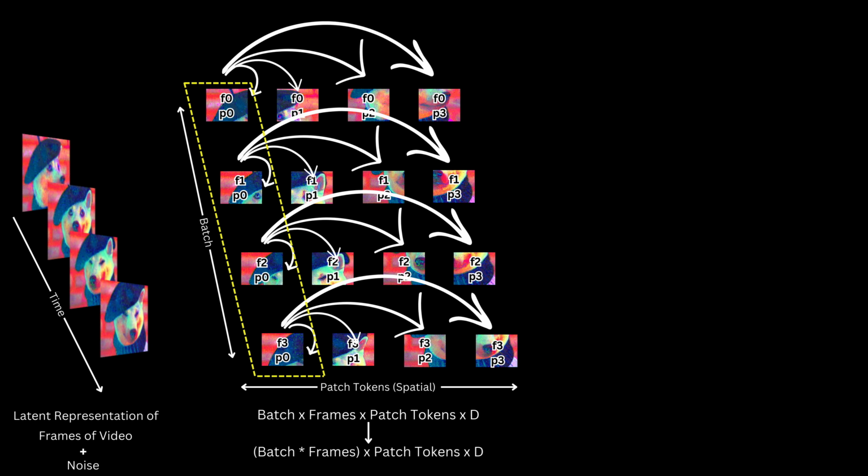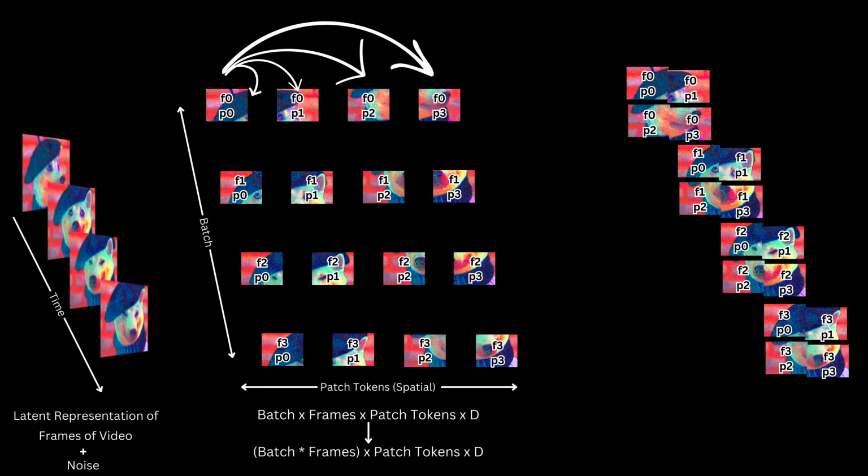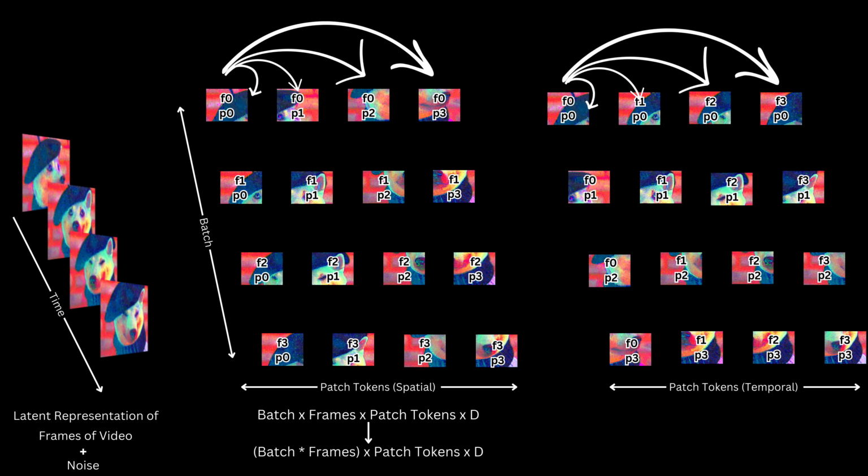Now let's look at what happens during temporal modeling or temporal attention. We again have the same patch tokens, but this time each patch token attends to patch tokens of all frames that have the same spatial index. So the first frame patch 0 token will attend to patch 0 token of frames 0, 1, 2 and 3. Similarly, the other first frame patch tokens will attend to these.